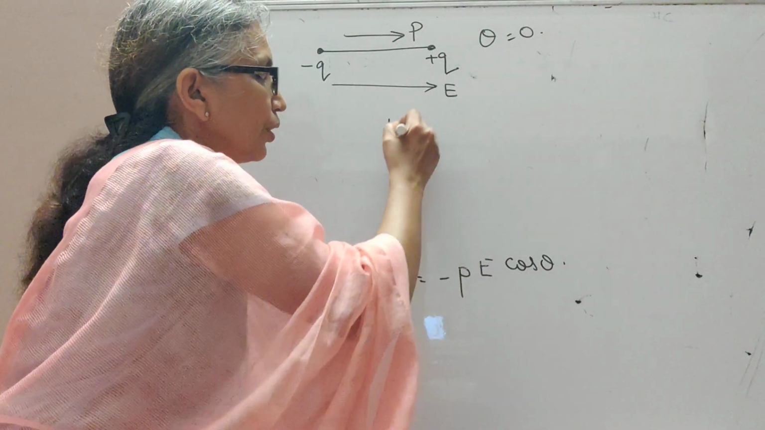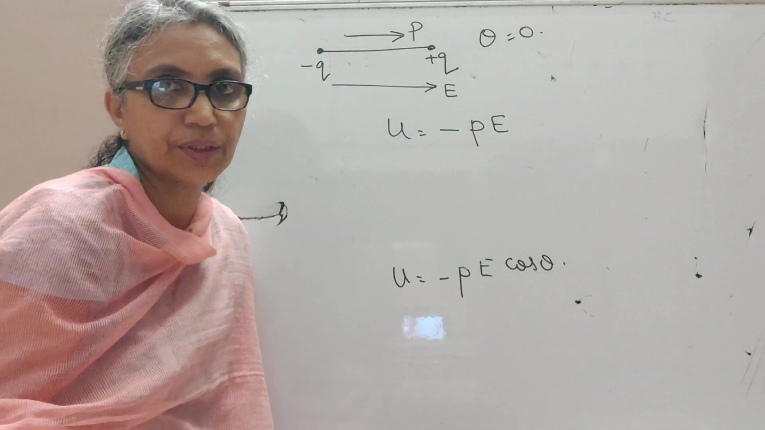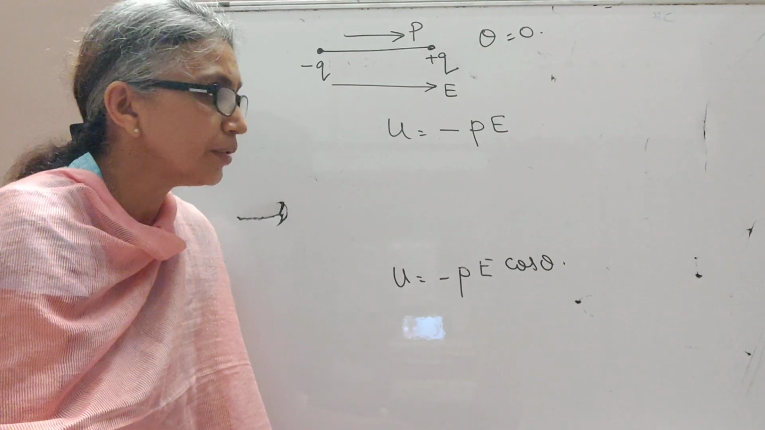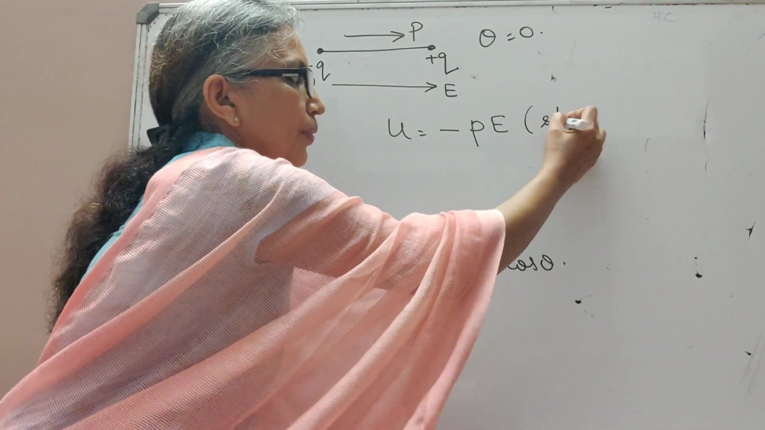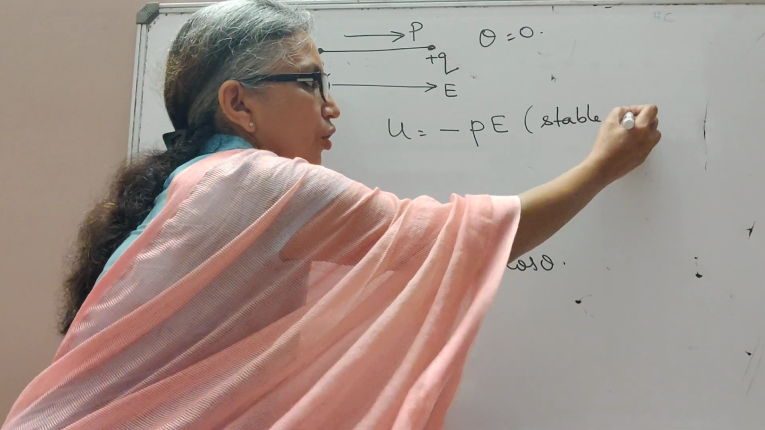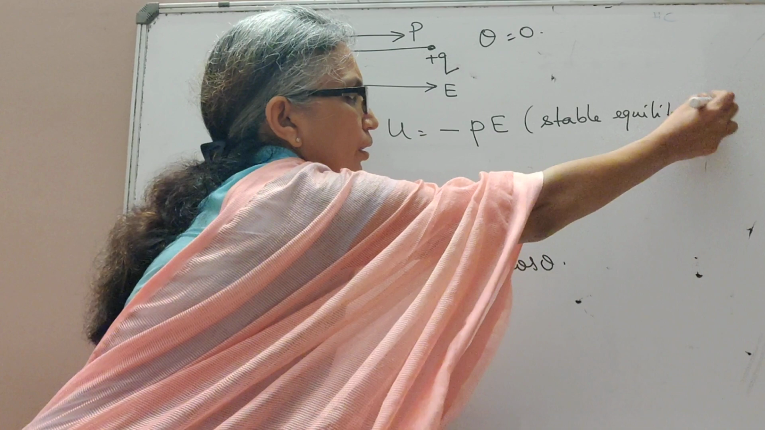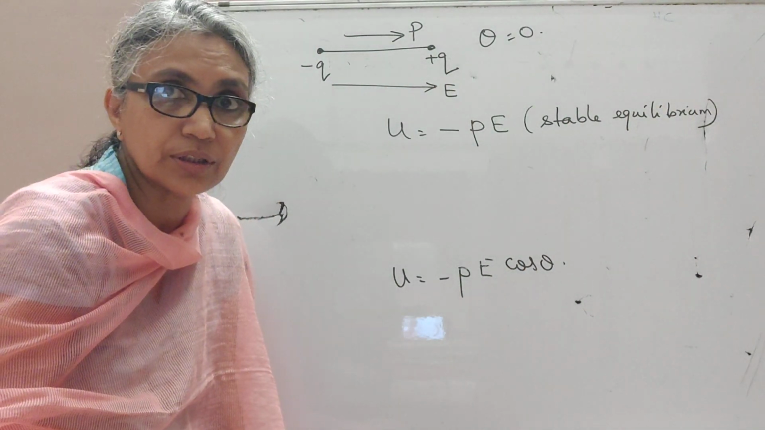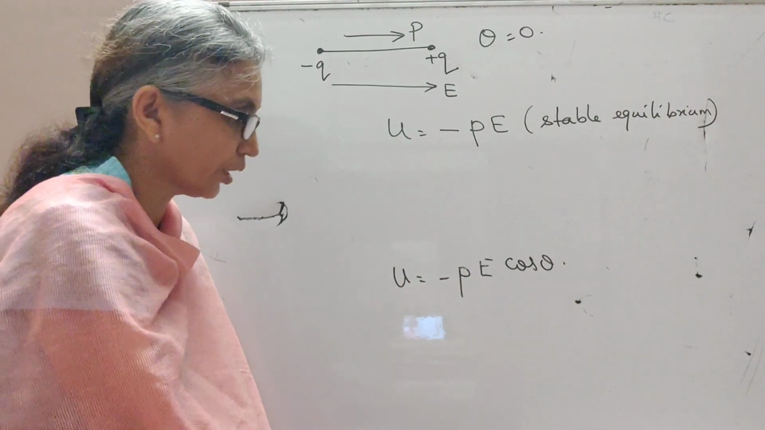You have U equal to minus PE cos 0, which is 1. That means this is the minimum value of potential energy. The minimum potential energy condition is what you call stable equilibrium. Your dipole is said to be in stable equilibrium if P and E are parallel to each other, then theta is 0. It has minimum potential energy.